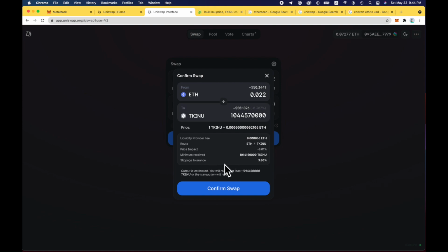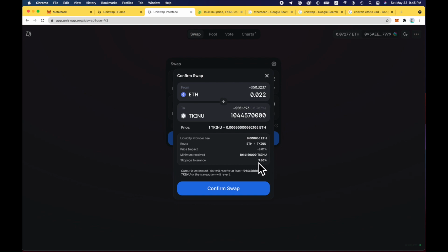You also have a slippage tolerance. This is super important. So price impact and slippage tolerance. So slippage essentially happens because of the volatility in the markets. So even though at this moment it's saying that this is how much TKINU I can get for this much Ethereum, there's always volatility in the markets depending on the market capitalization, depending on the amount of liquidity in the pool, and depending on the trading volume. So slippage essentially indicates the difference between the quoted price here and the actual executed price.